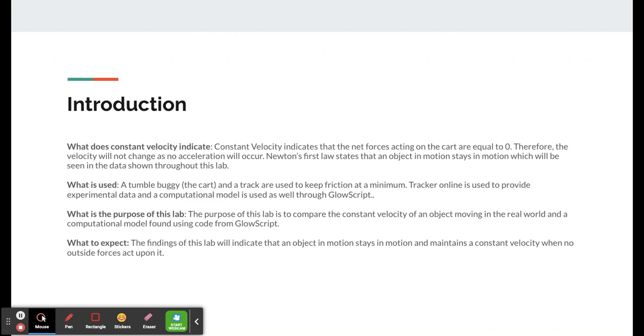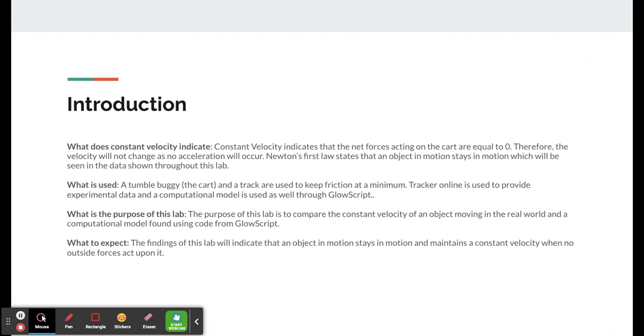The two objects that are used in person are a cart and a track. The cart is essentially the system, and the track is used to keep friction at a minimum. Then Tracker Online and GlowScript are the two online tools used to provide experimental data and a computational model. The computational model is from GlowScript, while the experimental data is from Tracker. So what is the purpose of this lab? The purpose is to compare the constant velocity of an object moving in the real world using Tracker to the computational model found using GlowScript.